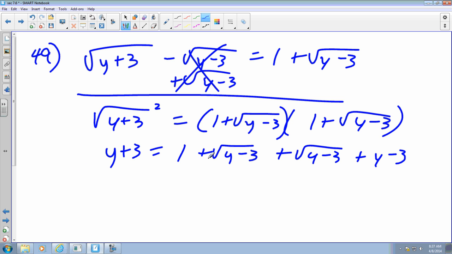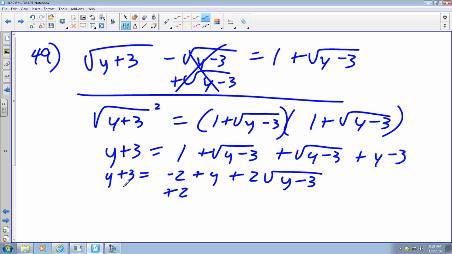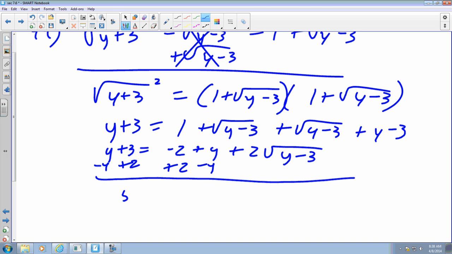So here, if we put our like terms together, 1 and negative 3 gives me negative 2 plus y. If we have one of these and one of these, that makes two of them. So plus the 2, minus the y, minus the y. This is the nicer case where your variable on this side goes away and you're left with just a number. We like that. And we get 2 square roots of y.